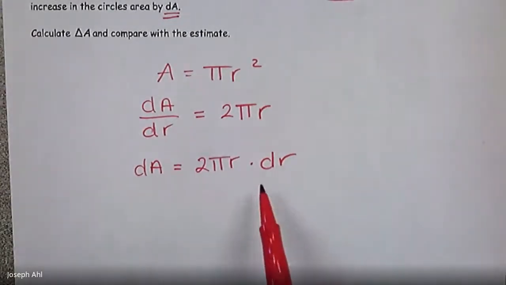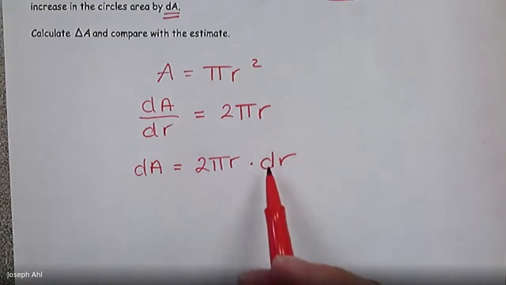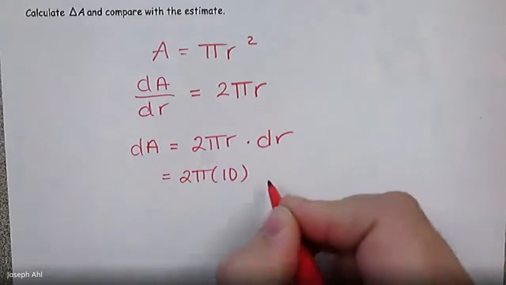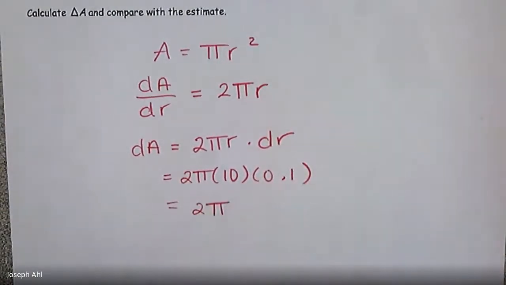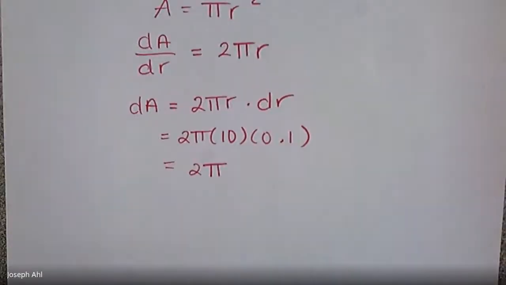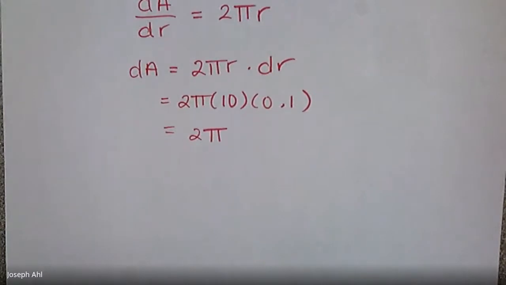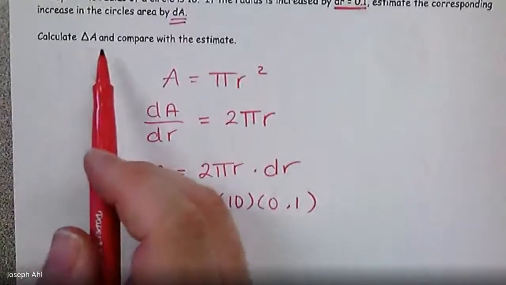And we know this information because we're given that the radius is 10, and we're given the differential in the radius to be 0.1. So if we plug those in, 2 pi times 10 times 1/10, you're going to find out that the differential in the area just comes out to be 2 pi in that case. Okay. So a circle of radius 10, increasing the radius by the dr of 0.1 gives you a differential in the area of 2 pi.